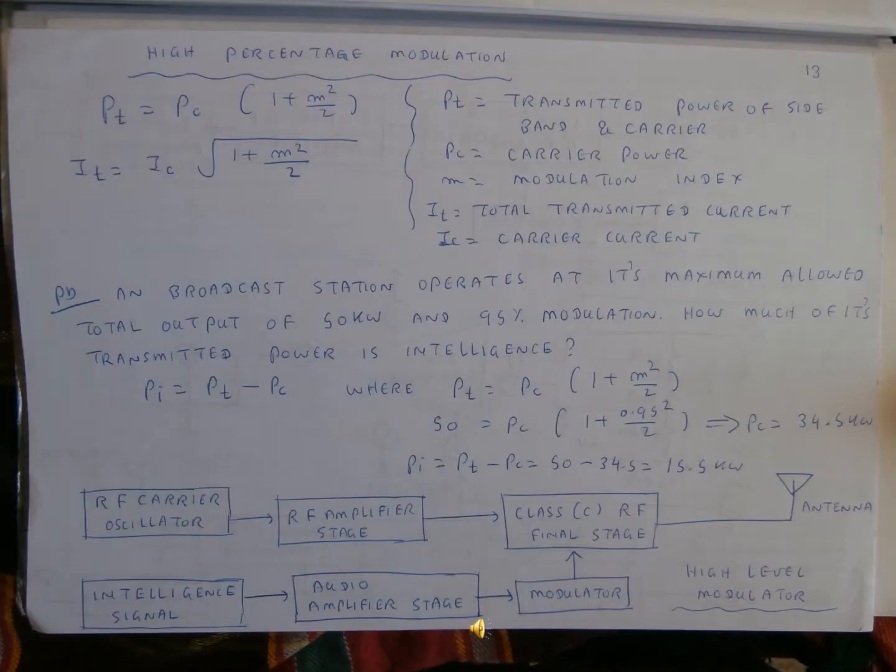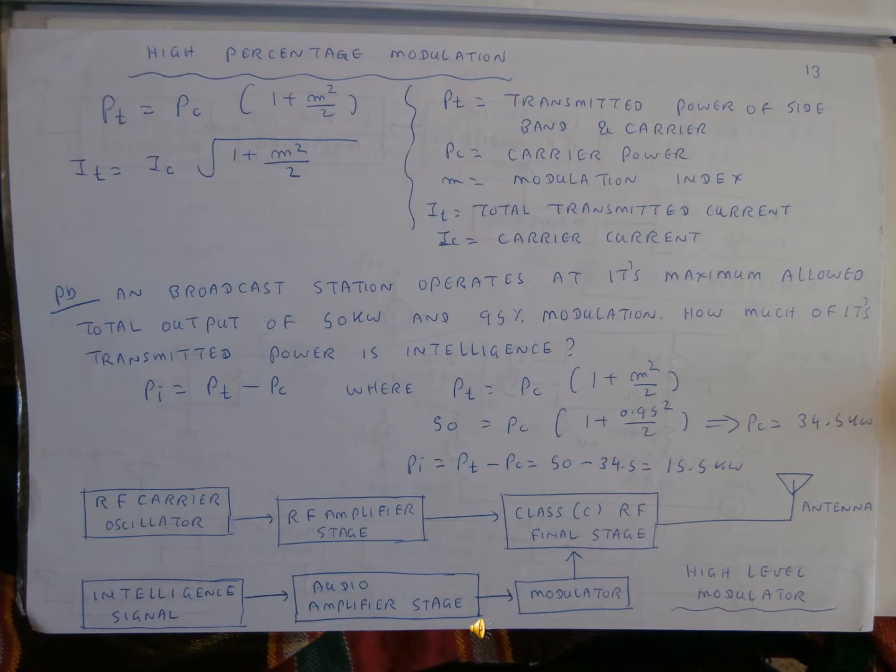So the next one is the high percentage modulation. In this case, PT equal to PC multiply 1 plus M squared divided by 2. Here PT is the transmitted power of the sideband and the carrier, and PC is the carrier power. M is the modulation index. So IT equal to IC multiply square root of 1 plus M squared by 2. IT is the total transmitted current and IC is the carrier current.